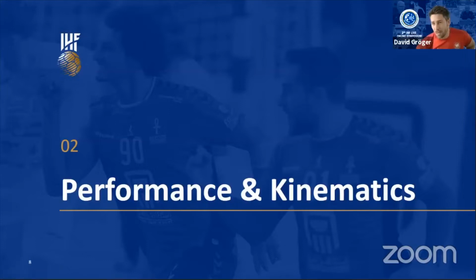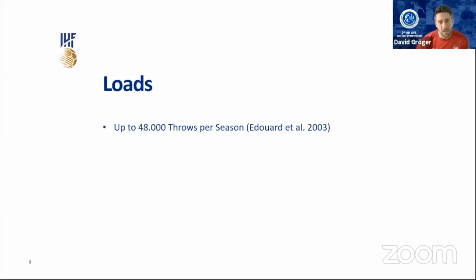And first, I want to have a look at the loads, because regarding the protection of the shoulder, or shoulder injury prevention, we got to know how much load we have to face from throwing actions. So we have up to 48,000 throws per season. This is what Eduard wrote in his paper, and it's almost a decade old. It's from 2003, and we expect that the number of throws per season is rising.